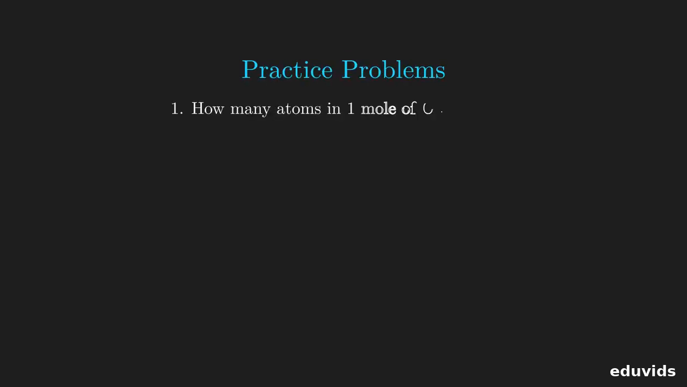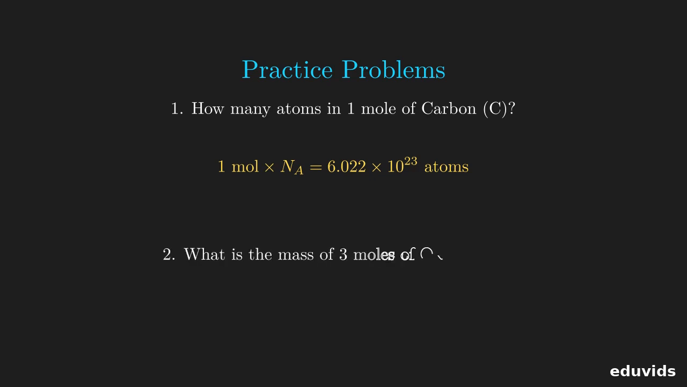For practice, consider this. How many carbon atoms are in 1 mole of carbon? You would simply multiply 1 mole by Avogadro's number to get the number of atoms. Next, what is the mass of 3 moles of oxygen molecules, O2? First, find the molar mass of an oxygen molecule. Then multiply it by 3 moles to find the total mass.